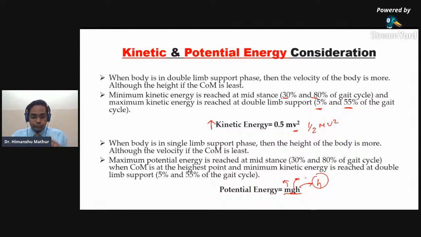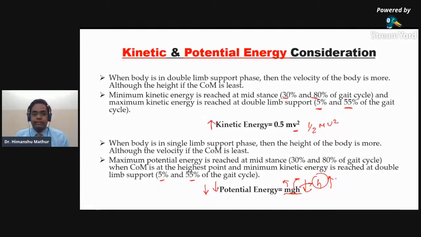During the double limb support phase, the height is low, the potential energy is also very low. That is at the 5% and 55%, the potential energy is very low. But whenever the height is more, especially in the cases of mid stance, at 30% and at the 80%, so when you are into mid stance, and the height of the COG is high, in that case always remember that you'll always have greater potential energy. Okay, this is what is written here.